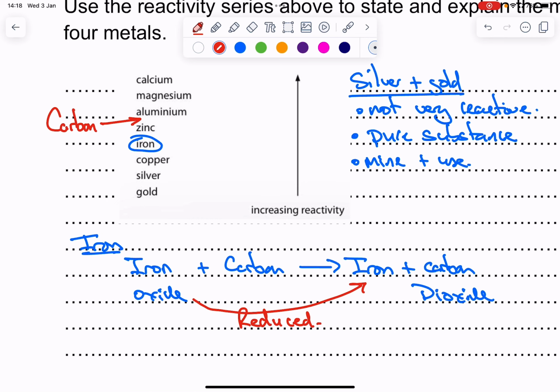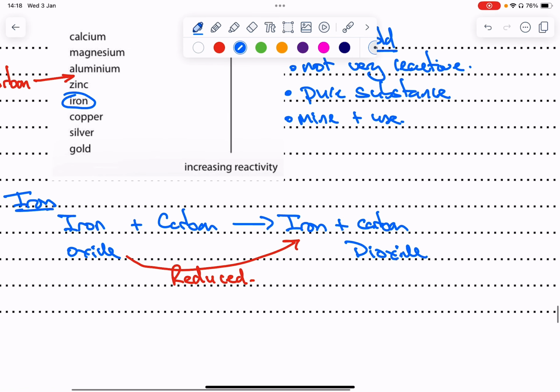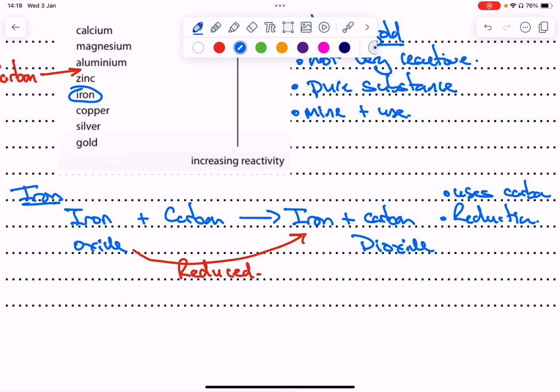Now here, what has taken place is my iron has lost its oxygen, so we say it has been reduced. Okay, so in your answer, you need to talk about the fact that this process of extraction uses carbon because carbon is more reactive than iron. Talk about it being a reduction. And I would even include this equation to show and make that point very clear.